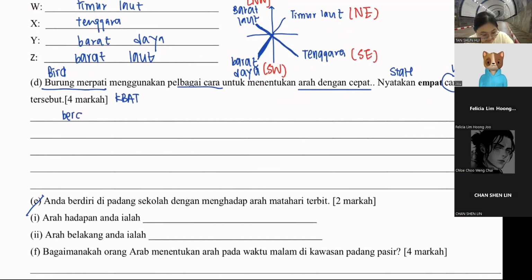Berdasarkan kedudukan matahari, right? Just now you have said depends on the sun. Okay, winds, clouds. No. Actually, birds are very sensitive to the magnetic field, meaning they will be affected by the magnetic fields as well. So they will determine the direction based on the magnetic field. Okay, so you can write like this.